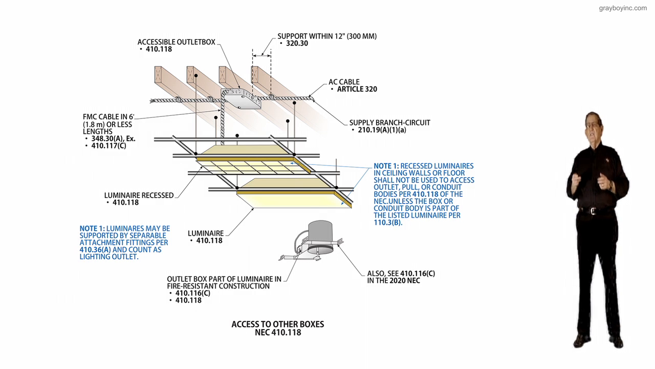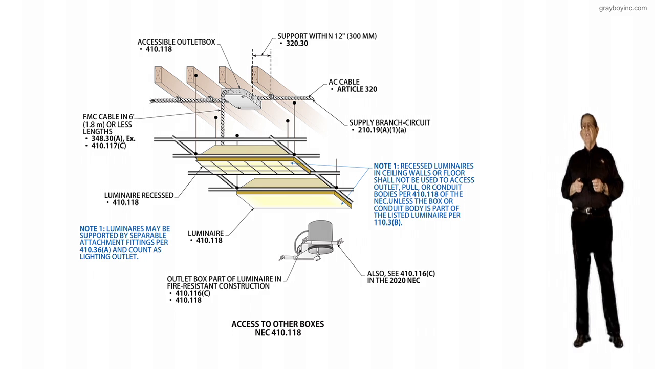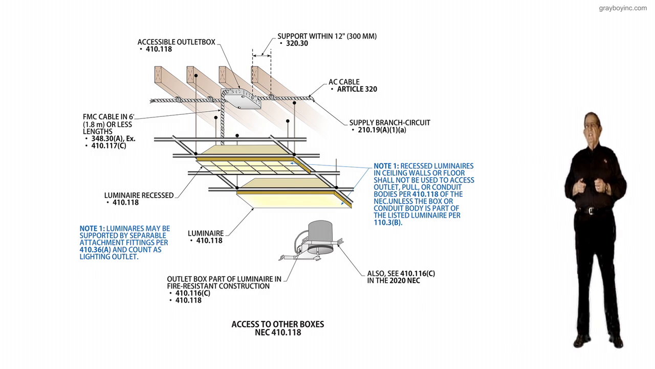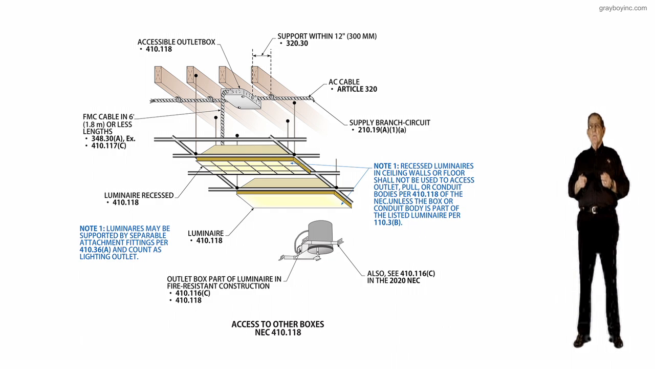Now, it's just a little reminder, for luminaires supported by outlet boxes, see 410.36A and see 314.26E that deals with separable attachment fittings for luminaires, and we get a good feel now for the new section and how the new section contains requirements for access to outlet boxes in accordance with 410.118.